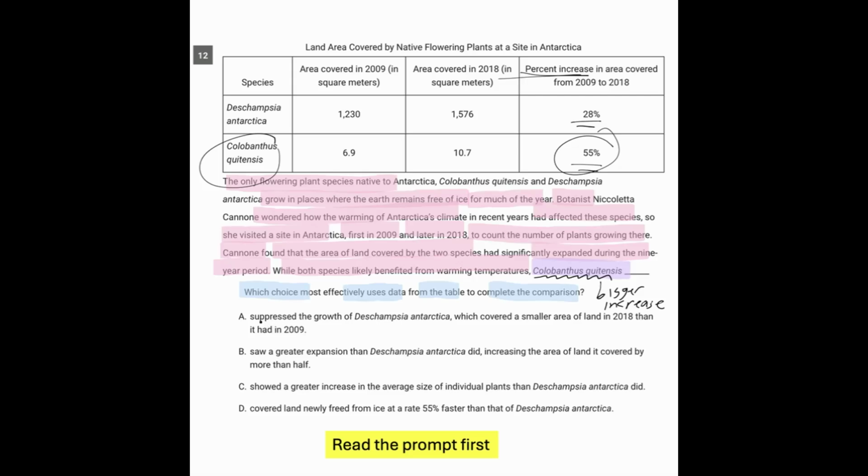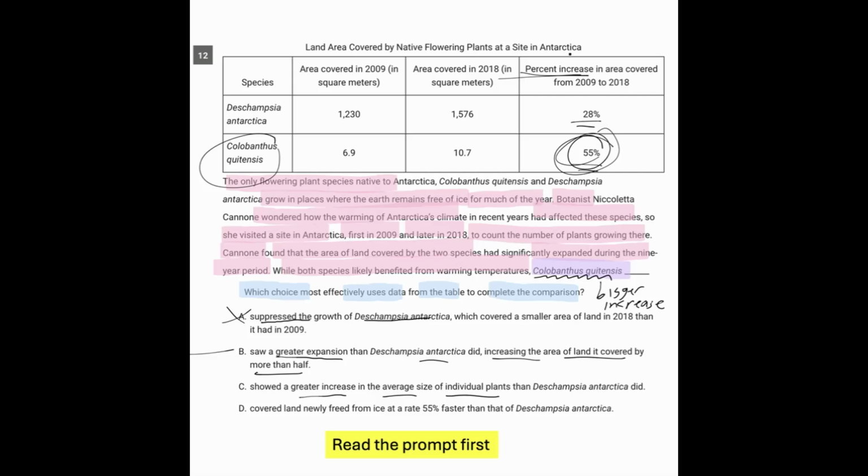A says the bigger one suppressed the growth of the other one. There would be no evidence to say that one of them suppressed the other. B, it saw a greater expansion than the other one, increasing the area of land it covered by more than half. That makes sense because it's 55%. That's more than half.